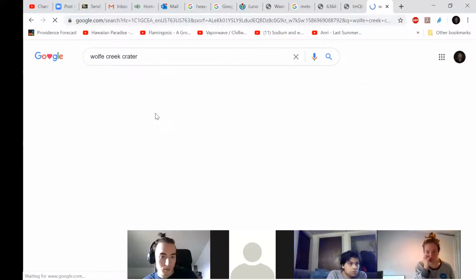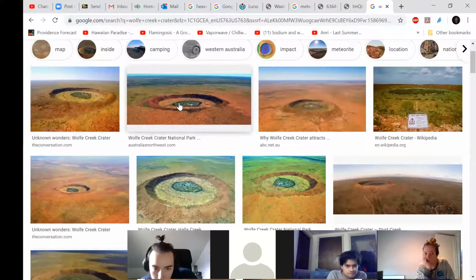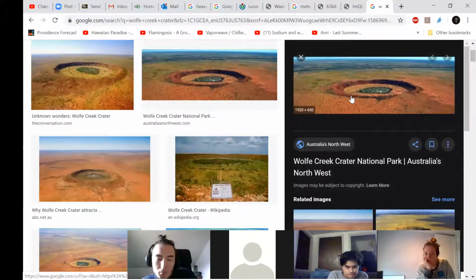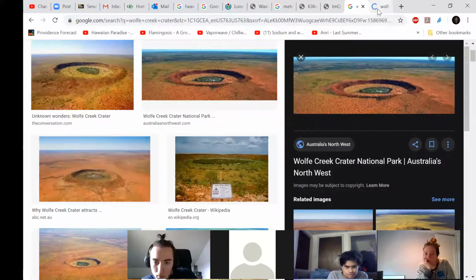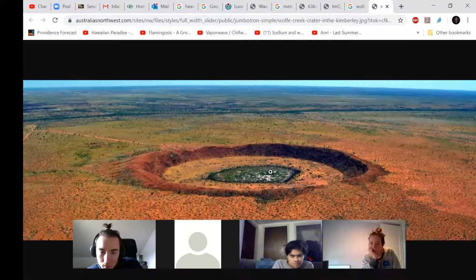Oops, I spelled it wrong. Let's take a peek at Wolf Creek Crater. See, things like this are not things that you see every day. You'll notice that Wolf Creek Crater also does not have a central peak. How would you compare the appearance of Wolf Creek impact crater to Meteor Crater? This is way more shallow.